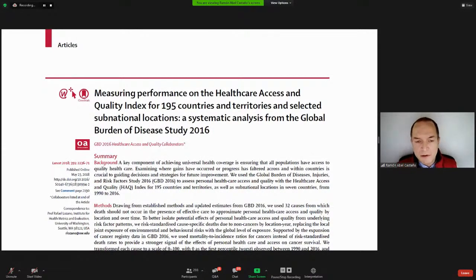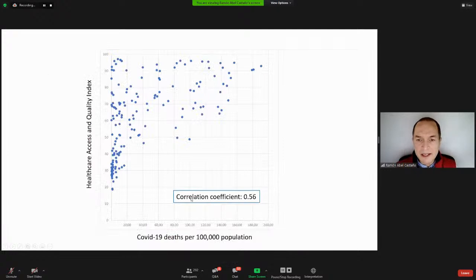There were two publications in the Lancet recently measuring performance of healthcare systems based on one indicator of health access and quality and another indicator of effective access. And let me just show you this very briefly. This is well before the pandemic, back in 2016, 2017. So we see a very low correlation between the healthcare access and quality index, which measures if people are treated effectively for their diseases or if health prevention and health promotion interventions are adequately performed.